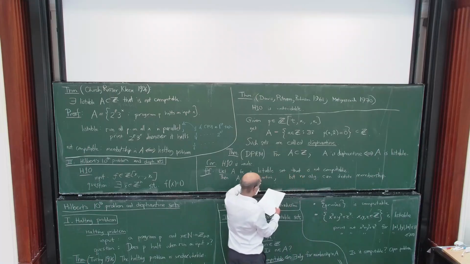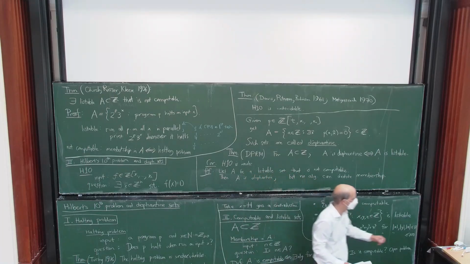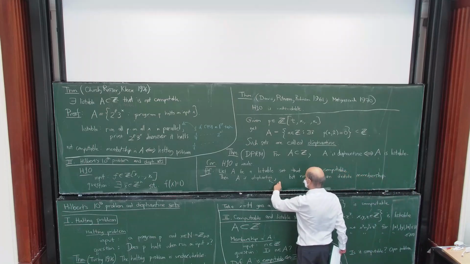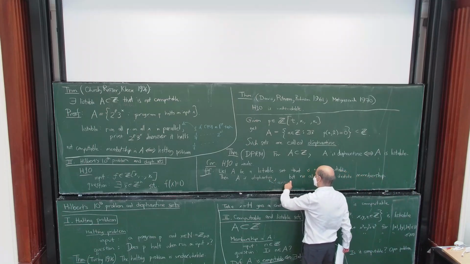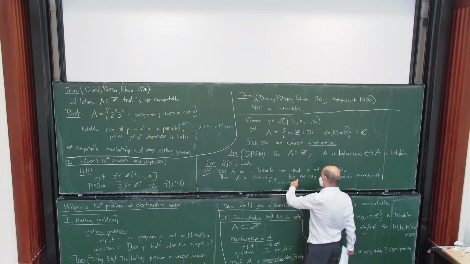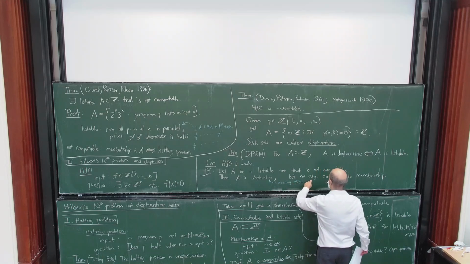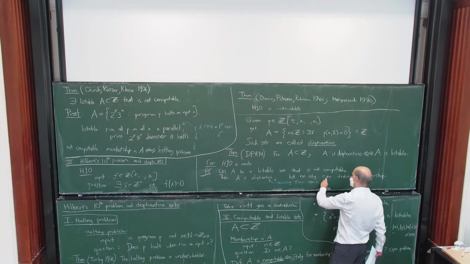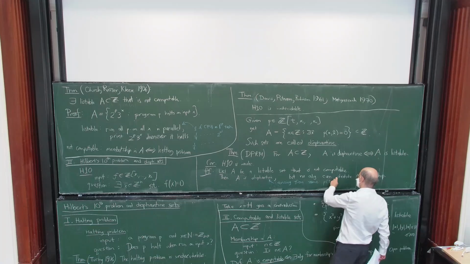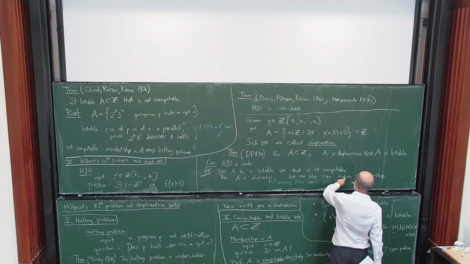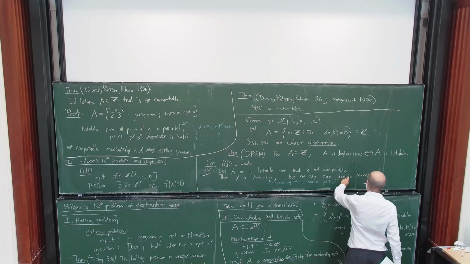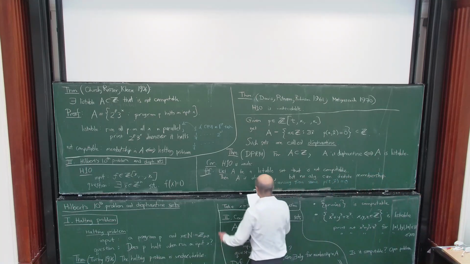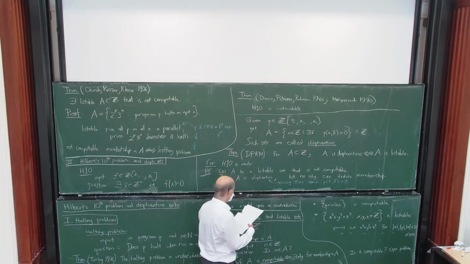Well, being Diophantine means, by definition of Diophantine, that it arises from some polynomial depending on a parameter, P(a, x). And so A is the set of parameter values for which this has a solution.